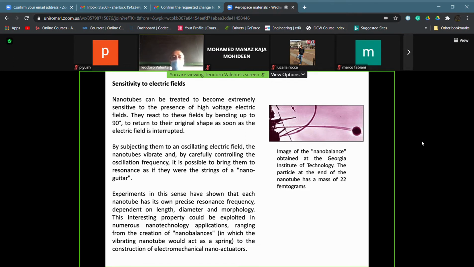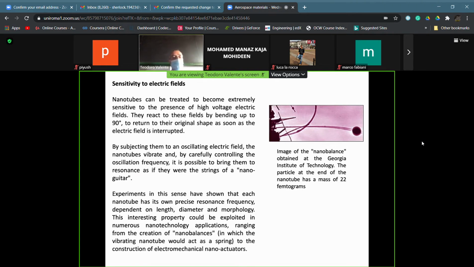And experiments in this sense have shown that each nanotube has its own precise resonance frequency, which depends on length, diameter, and morphology. When we talk about morphology, we have in mind the arrangement of the carbon atoms in hexagonal, pentagonal, heptagonal structures. The basic one, I mean the theoretical one, is the hexagonal, okay?